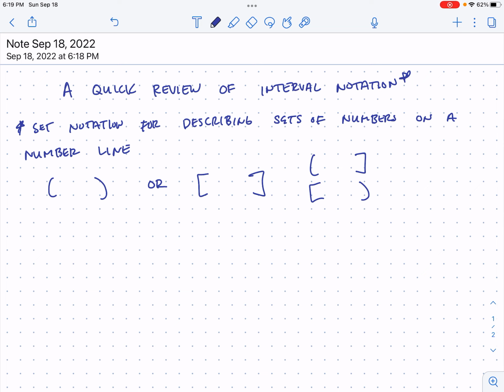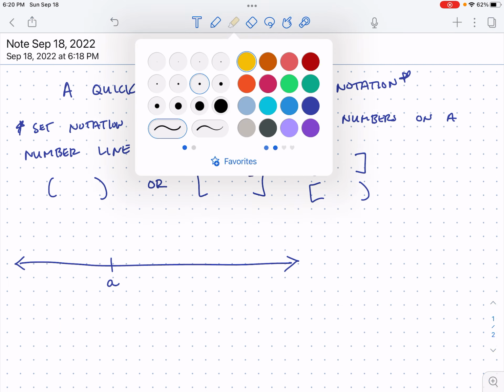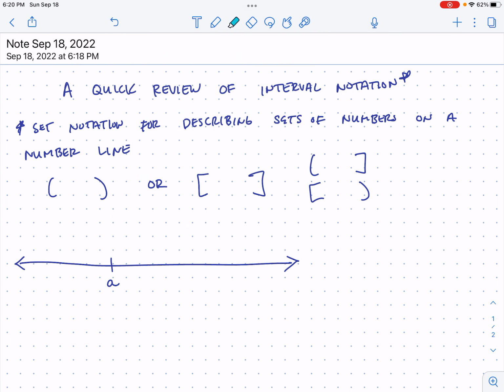So, for example, let's say that I had a number line, and I have some number on that line A, and I want to describe or note all of the numbers that are bigger than A. So I want to describe all the numbers bigger than A.